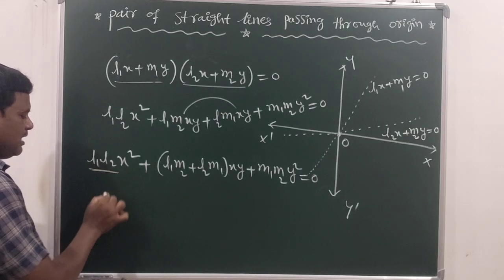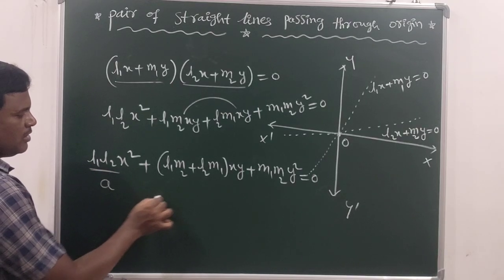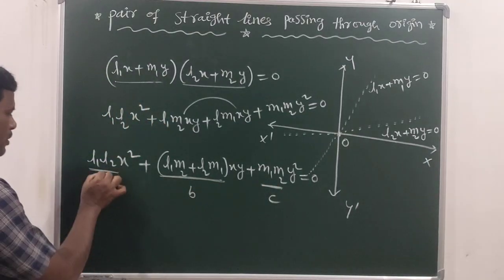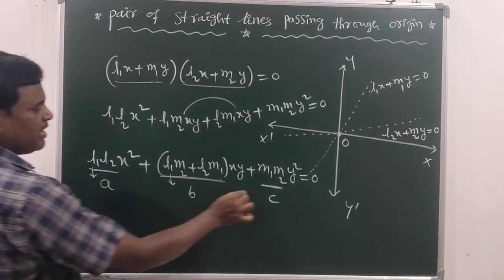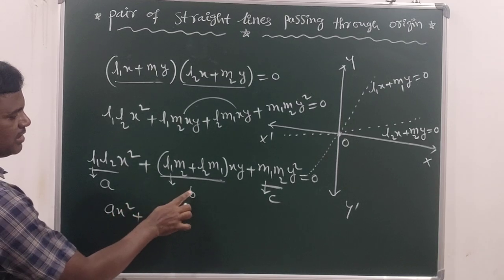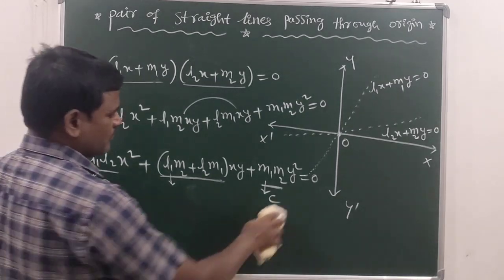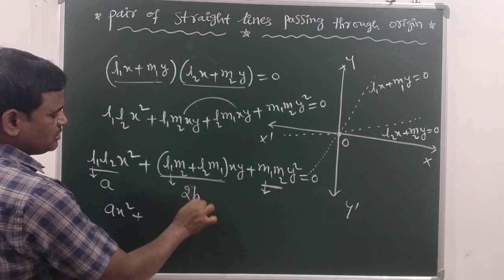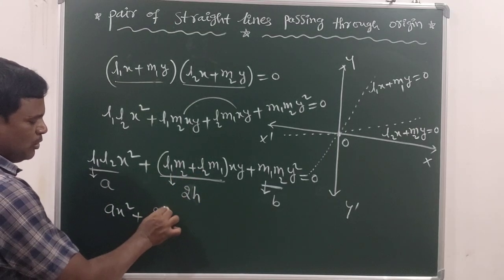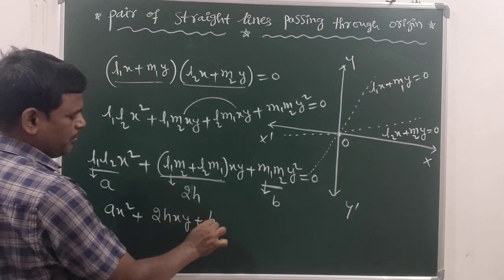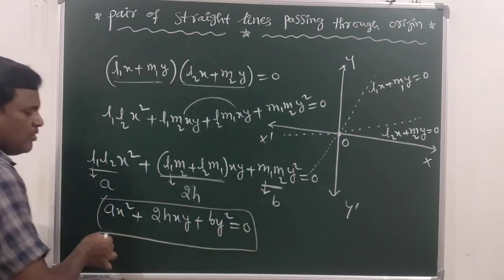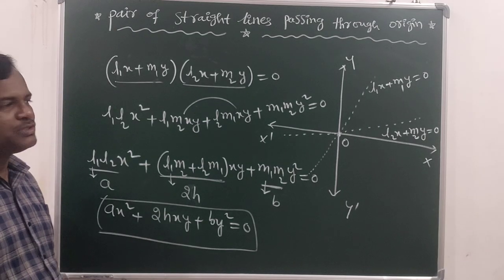In the next step, consider this one as a, this one as b, this one as c. So if you treat this one as a, this one as b, this one as c, then it becomes ax square plus, for the middle one take this as 2h, and this as b. Then it becomes ax square plus 2hxy plus by square equal to 0. So this is the standard form of a pair of straight lines passing through the origin.